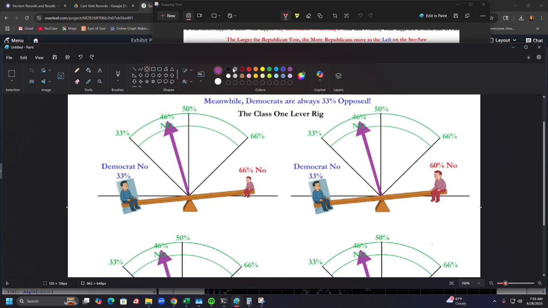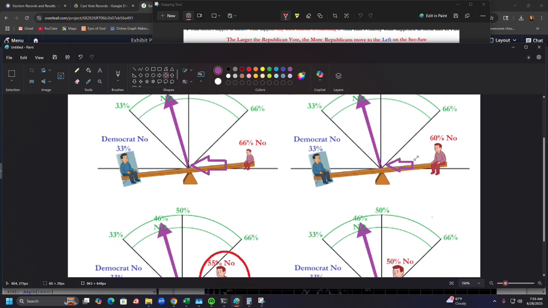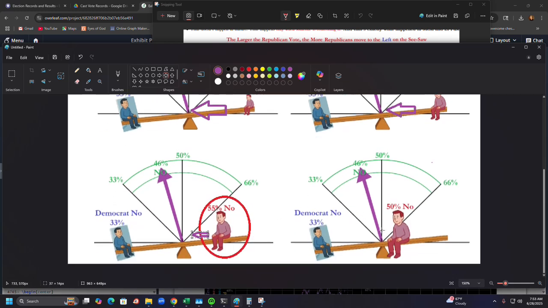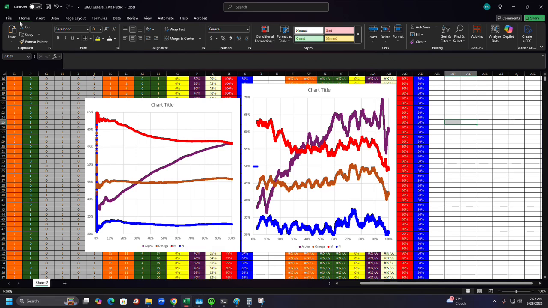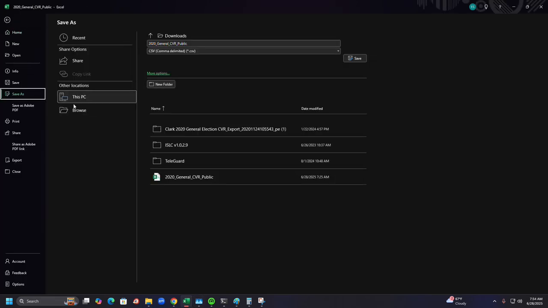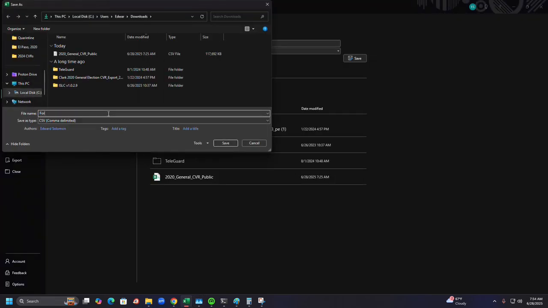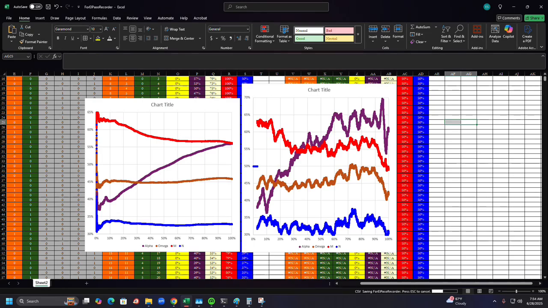So the bigger the Republican vote, the more they move to the middle of the seesaw to negate their own weight of the opposed vote. Okay, this is an algorithm. Humans don't vote this way. Okay. So I'll give you this sheet for El Paso recorder. So these are the methods that I use. They're not really that complicated, okay.